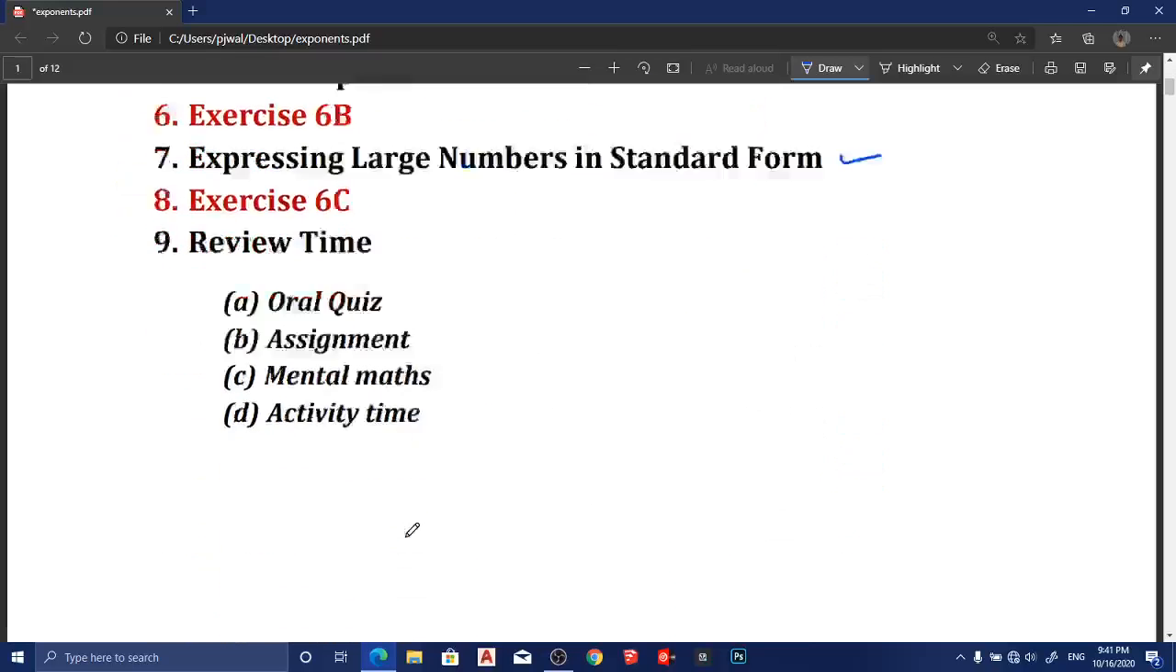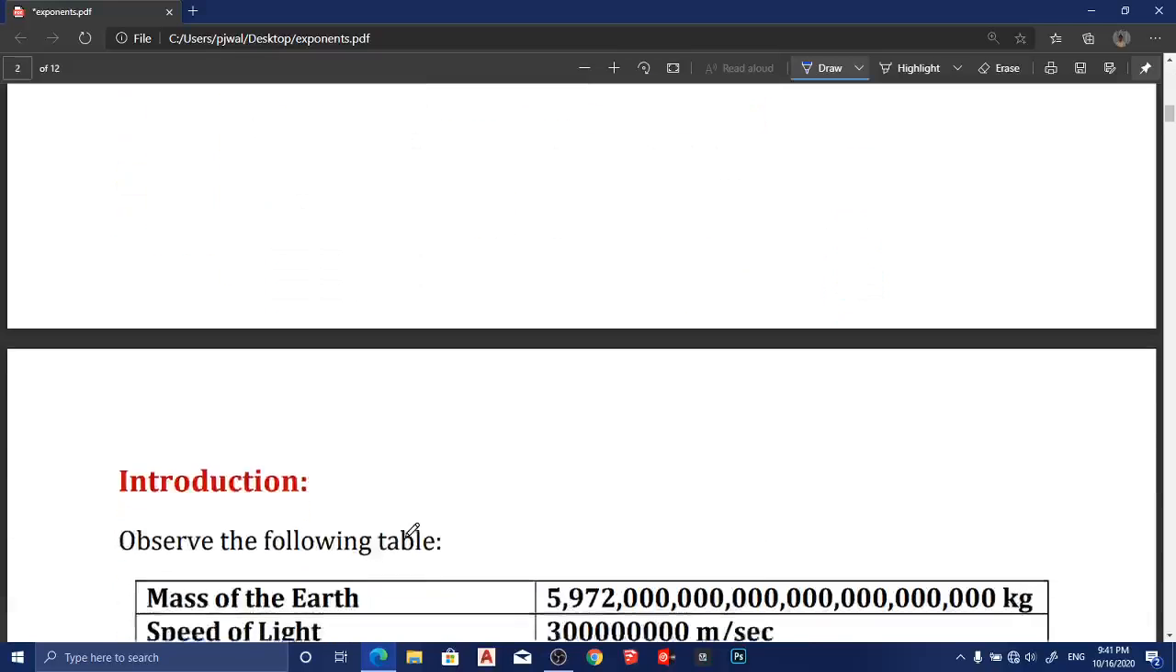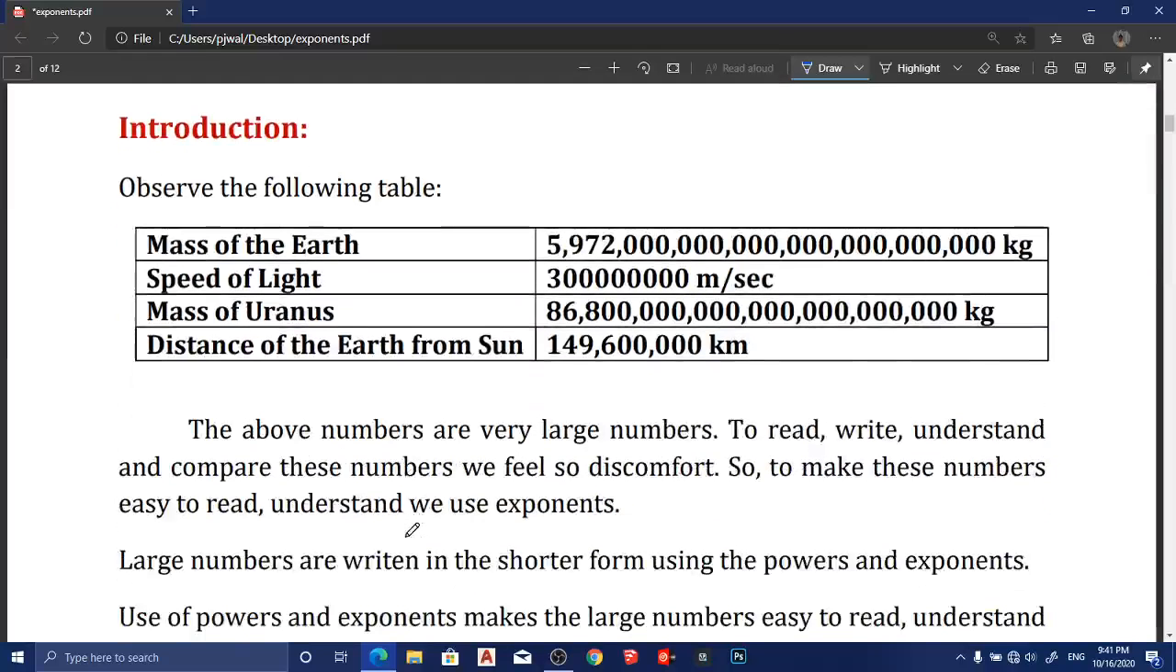Okay, now we are going to the introduction. So introduction, observe here the following table. In this table some large numbers are given. If you take the mass of the earth, it is having some 5972. After that 21 zeros are there. These many kgs. This is the mass of the earth, means weight of the earth.